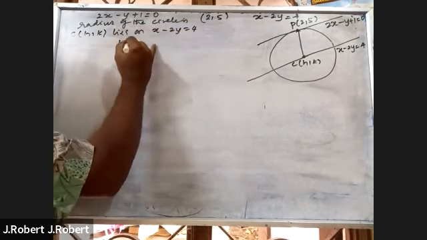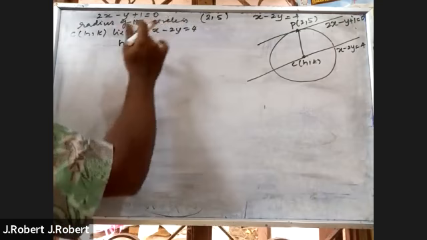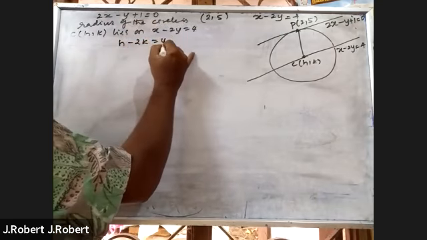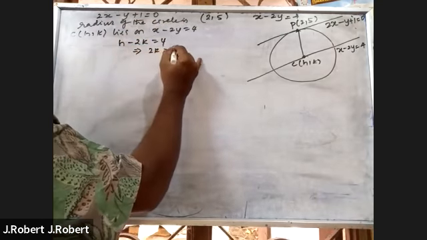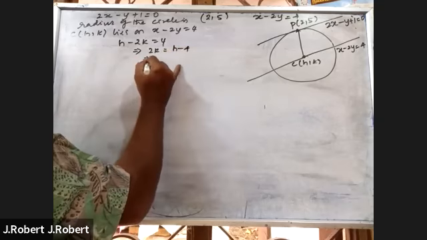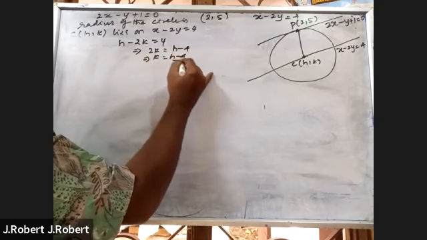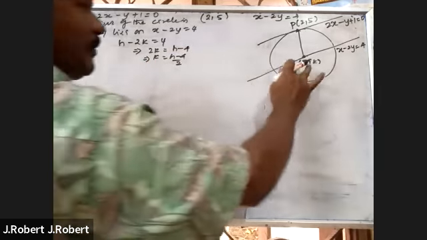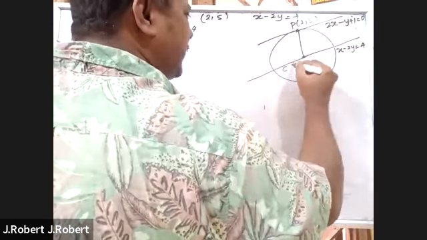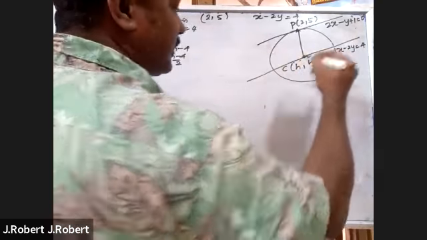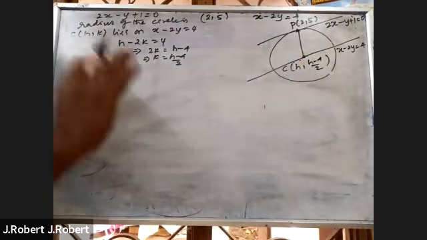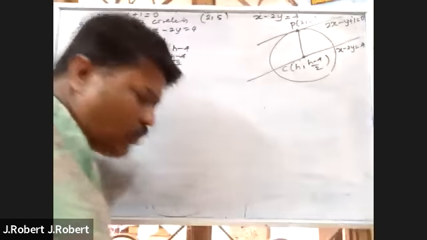Instead of x I can put h, instead of y I can put k. So h minus 2k equals 4, which implies 2k equals h minus 4, or k equals (h minus 4) by 2. So the center becomes (h, (h minus 4)/2). You see, once the diagram is there, half is done. The problem is over now.